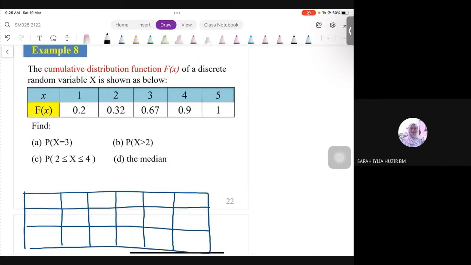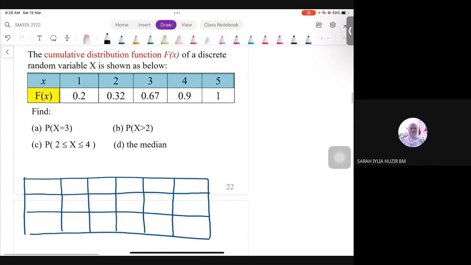Okay, so we have cumulative distribution function as below, find probability. Okay, ini soalan terbalik pula. Tadi soalan dia from probability, we have to find the cumulative. Now the other way around. From cumulative, F besar dia ada tu, we have to find the probability. Okay, sama. Better macam ni, dia suruh check probability, kita guna table. Itu lagi senang. Okay, first table ni saya copy dulu ya untuk X dengan f(x). X: 1, 2, 3, 4, 5. F(x): 0.2, 0.32, 0.67, 0.9, 1.